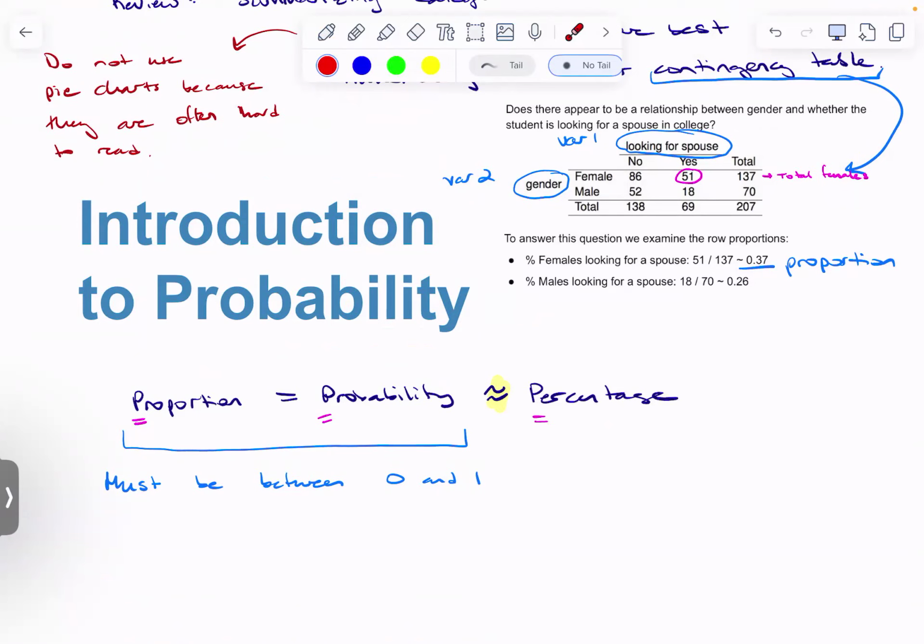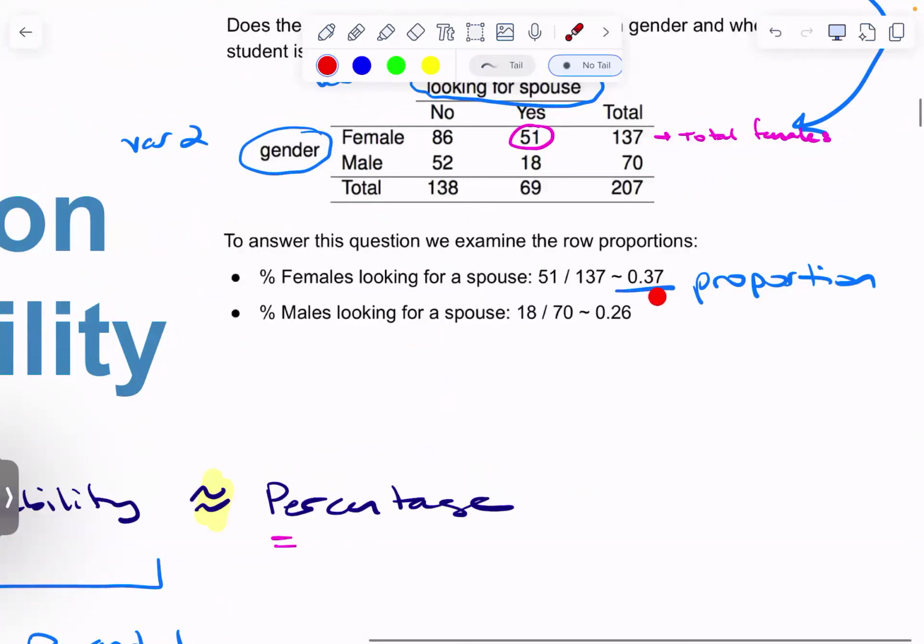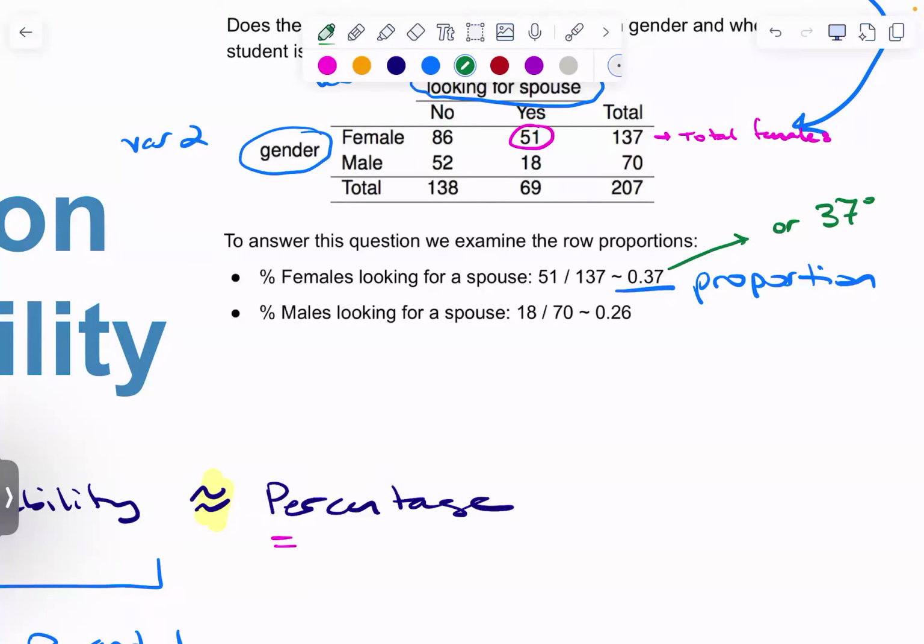And so if you're communicating results, then communicating the percentages is probably the way to go, usually. And so when we see something like this, your brain probably already converted this to 37%, right? 0.37, you just kind of read it as 37%. Or 37%. Or 26%.